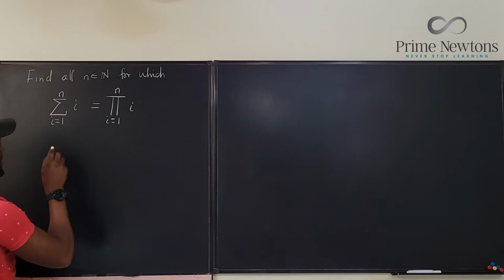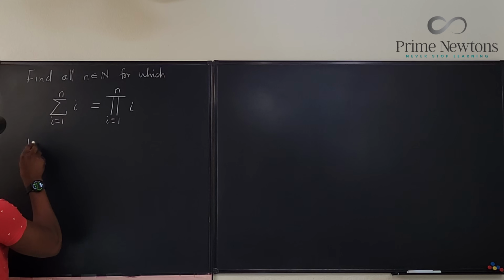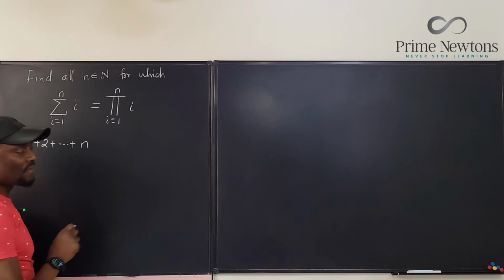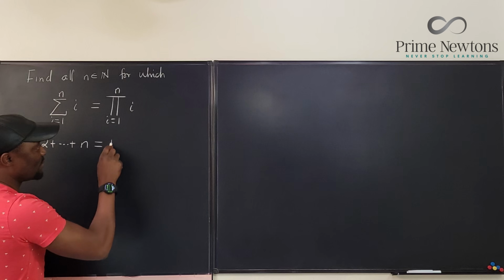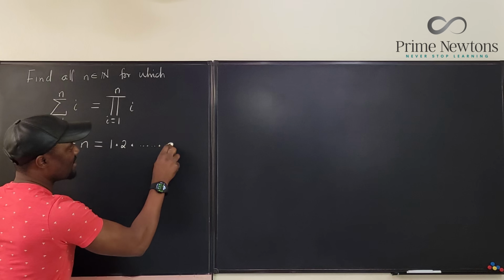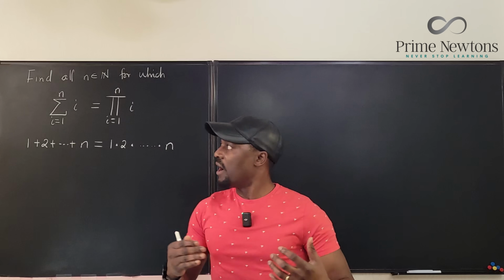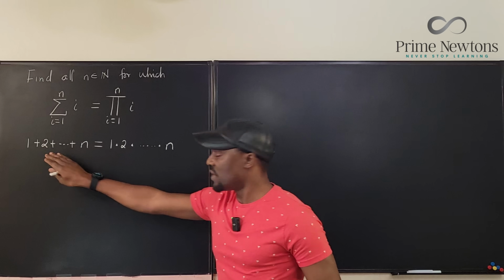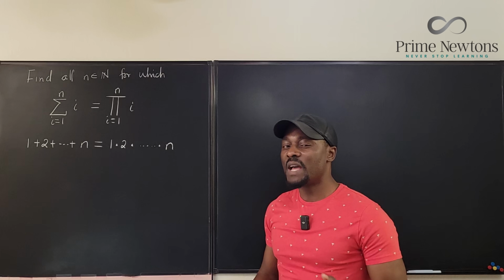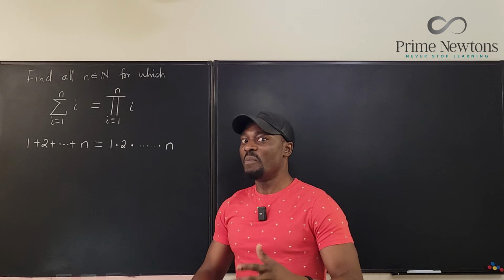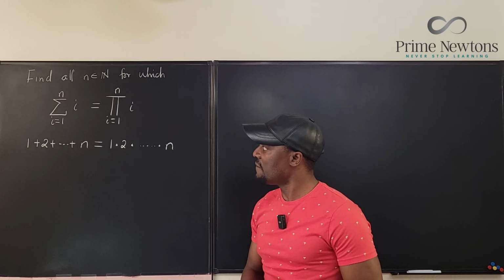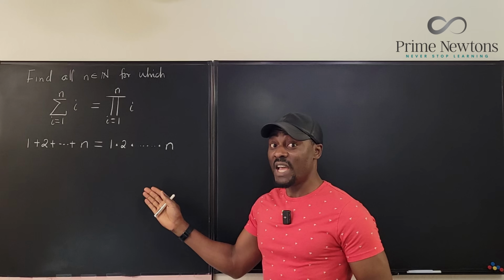So if you translate this, what you have is 1 plus 2 plus, you keep going until you get to n. We're saying it is the same thing as 1 times 2 times, you go until you get to n. So we're saying, what are the possible values of n if this sum is the same thing as this product? Now, you know that a sum of terms is almost never equal to a product unless you're dealing with small numbers. Then you're able to say, okay, maybe. Now, that's exactly what we're saying.